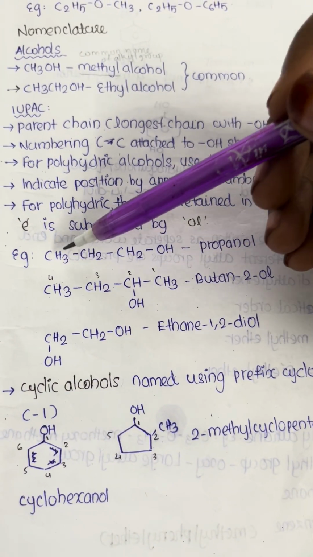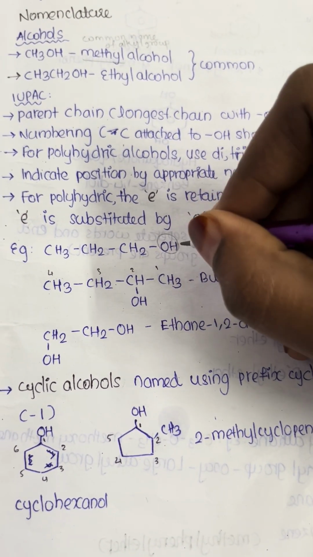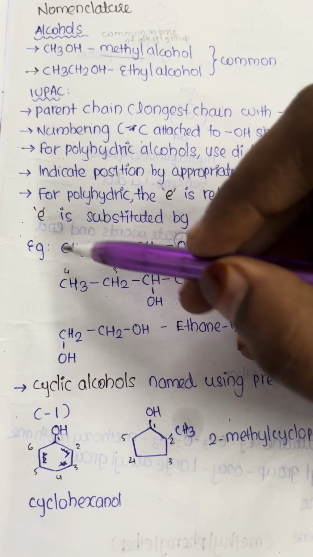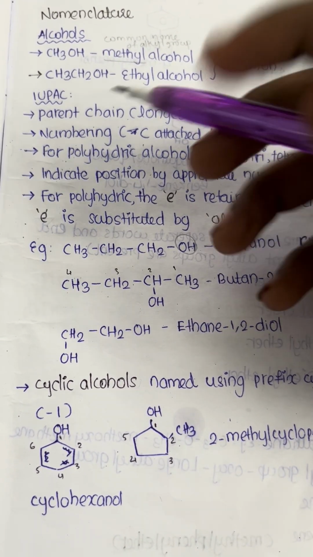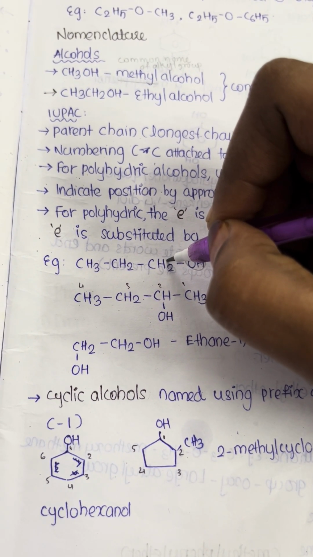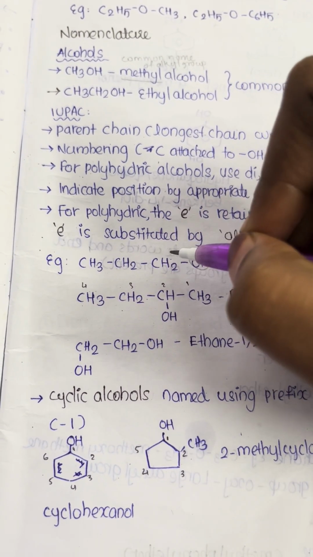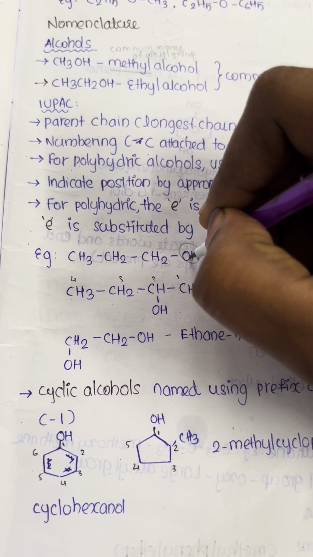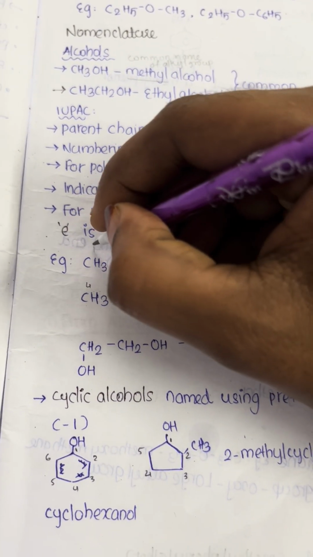So here we can see CH3, CH2, CH2OH. It has only one OH group, so it is a monohydric alcohol. Now we have to choose the parent chain. This is the only longest chain containing the OH group, so this itself is the parent chain. It contains 1, 2, 3 carbons, so we have found the parent chain. The second step is to number this. You can number it from 1, 2, 3, but we have the rule that the carbon attached to the OH group should get the least number. So this should get number 1, then 2, then 3.